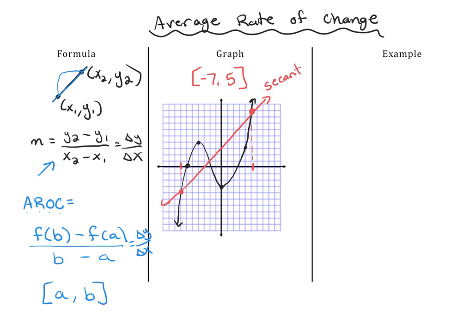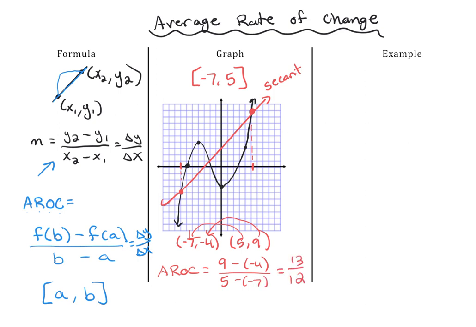So to now actually calculate it, the left point is the point -7, -4, and that right point is the point 5, 9. So to calculate the average rate of change, we have to do the change in the y, 9 minus -4, over the change in the x, 5 minus -7. So we should get 13 over 12.